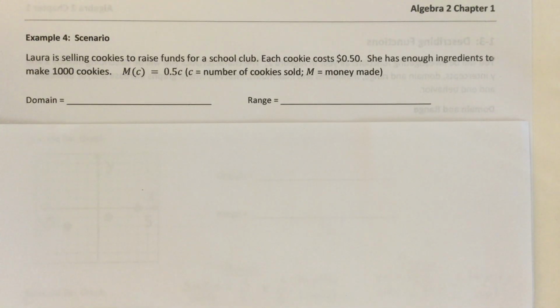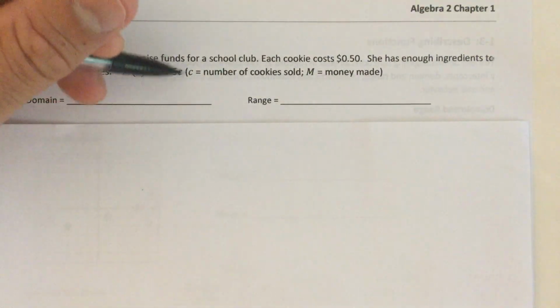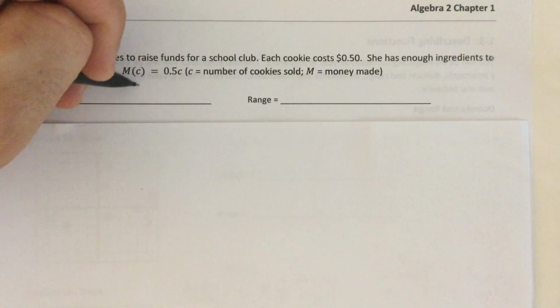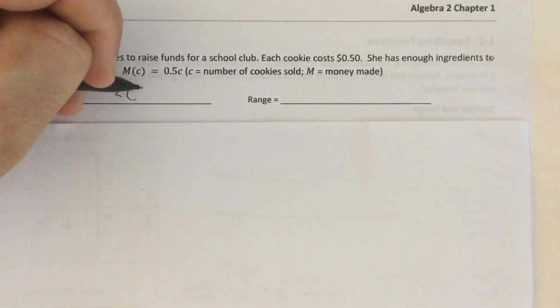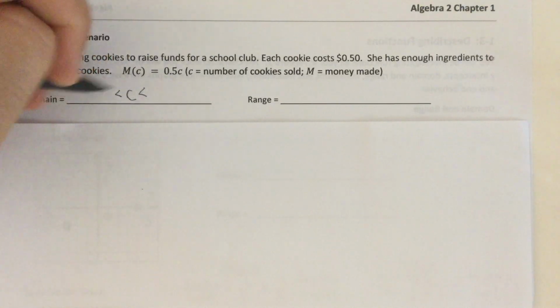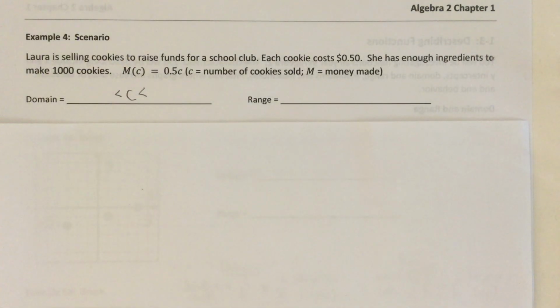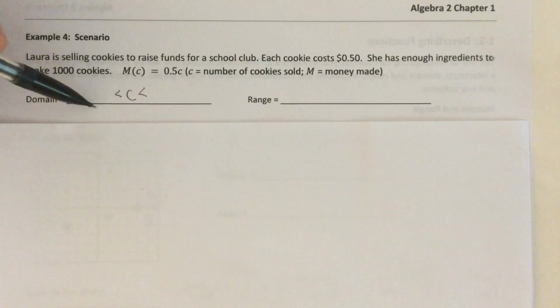So what we're going to do is write things as inequalities, a compound inequality. We're thinking about the smallest number and the largest number. Since domain is your input, and C is our input here, C is the number of cookies. So we'll put a C here and we'll put less than symbols on either side, saying that C is in between these two numbers. Now, this always has to be our smallest number.